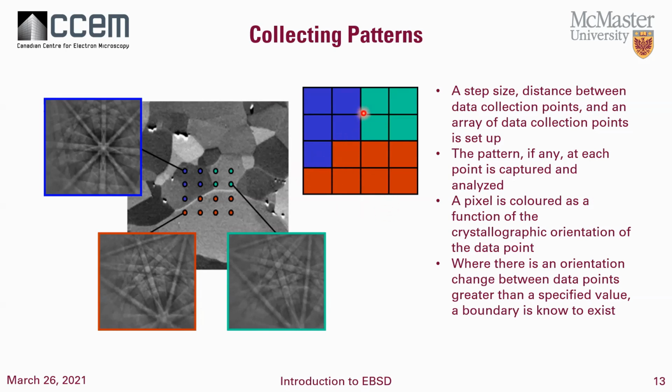Now, in the cases where we have data points of different values, we may have a boundary between them, which we can define based on misorientation and other factors. So here you can see that the blue areas all have this diffraction pattern, or Kikuchi pattern. Red have this, and the green have this. So with that information, we can define how things are going.